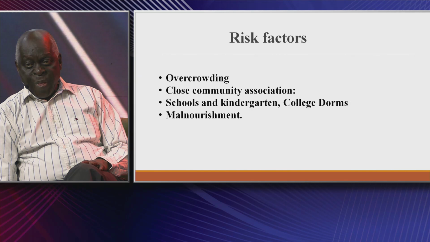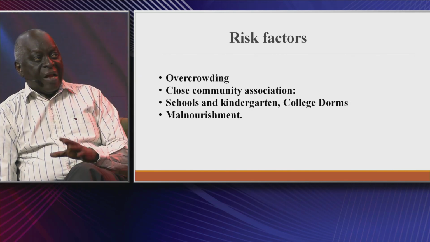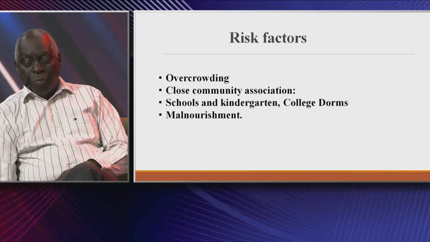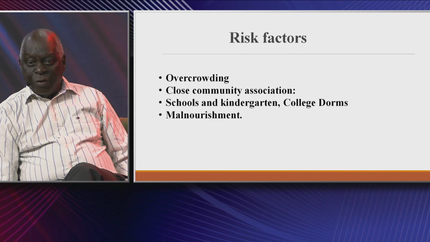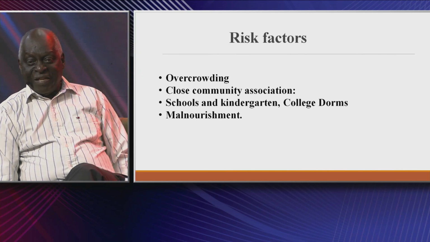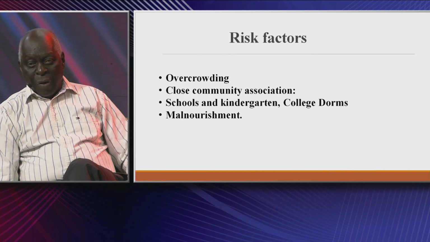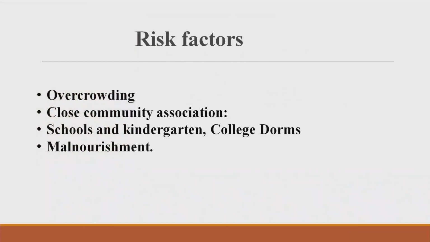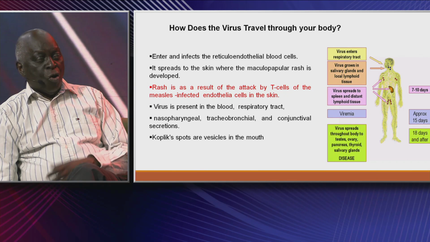Overcrowding, close community association, school and kindergarten, college dorms. In fact, that is why here in the US, before you are admitted to college, they make sure you have been vaccinated against measles, because college dorms are one of the risk factors. And of course, malnourishment, especially in developing countries, where there's poor nutrition. These are all the risk factors that may give rise to it.